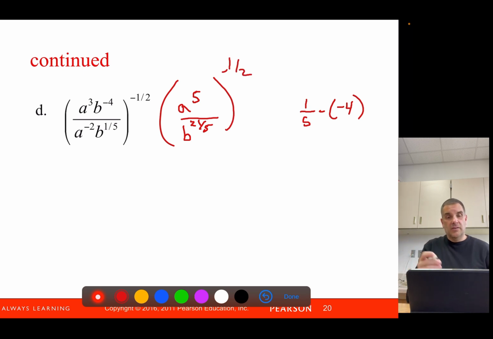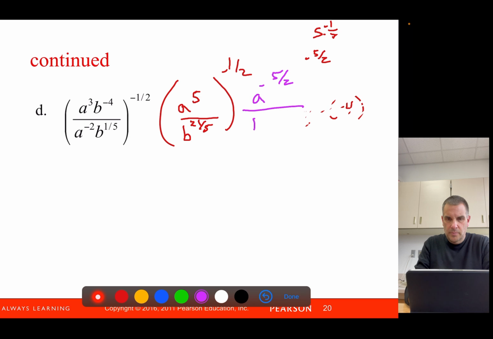When you take something to the negative 1/2 power, you multiply, and we're just going to multiply it. So if I go 5 times negative 1/2, just kind of do it up here, 5 times negative 1/2, that's negative 5/2. So I've got a to the negative 5/2. Cross this out if we can. So we've got a to the negative 5/2 over b to the negative 21/5.